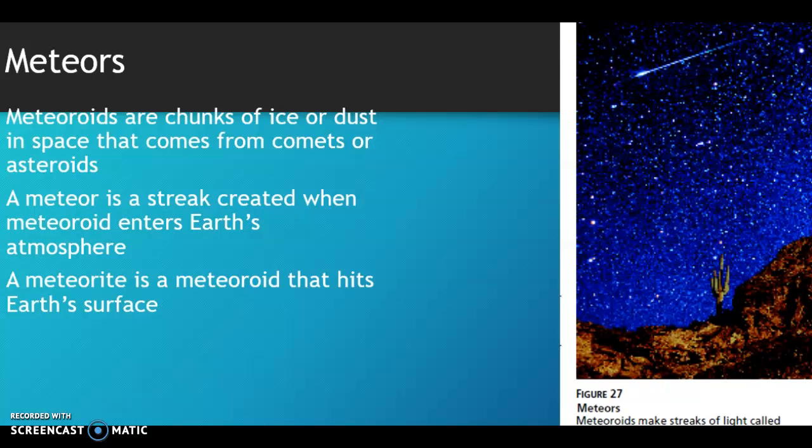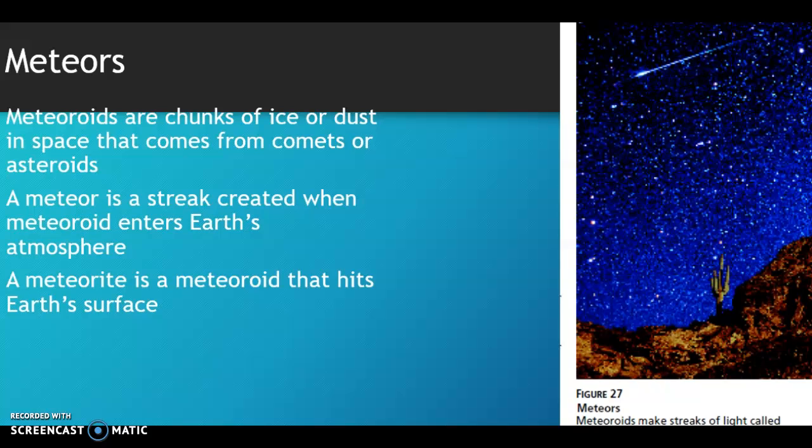Once it hits our atmosphere, and most of the time they are going to light up or get burned up in the atmosphere, we call that a meteor. Have you ever heard of a meteor shower, or have you ever talked about a falling star before, or something like that? That's most likely a meteor. What's happened is it's entered our atmosphere, and because it's so hot in that part of the atmosphere, it burns it up. When we see that streak of light, we call it a meteor. If it somehow makes it through the atmosphere and hits all the way into Earth, then it's called a meteorite. A meteorite is a meteoroid that actually hits Earth's surface.